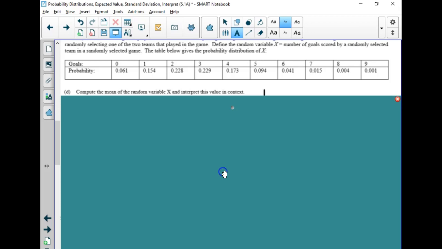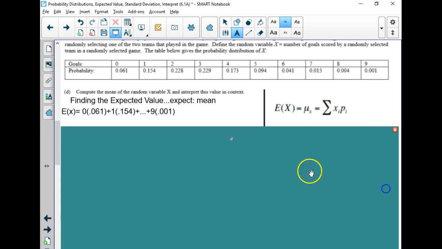Compute the mean of the random variable x and interpret the value in context. Okay, this is a big deal. I see it every year on the free response questions. The expected value, this is a formula on your formula sheet. Let me describe it. E of x means the expected value for your random variable x, which is equal to the average of that distribution.